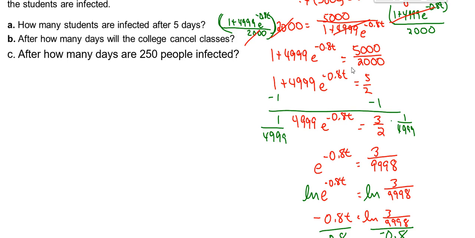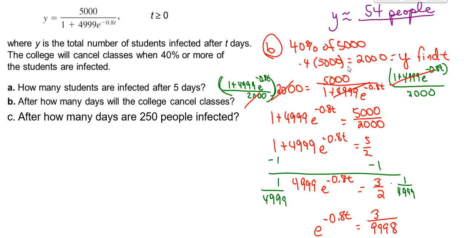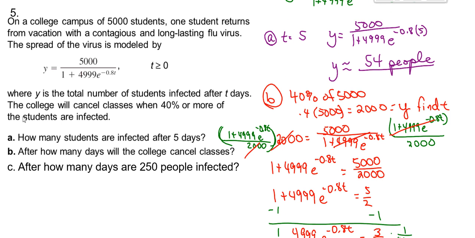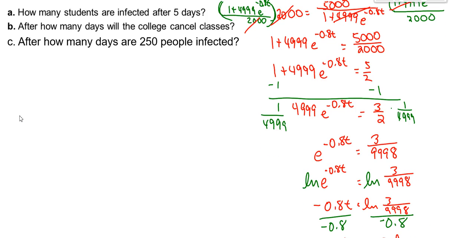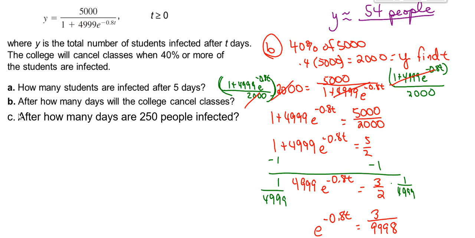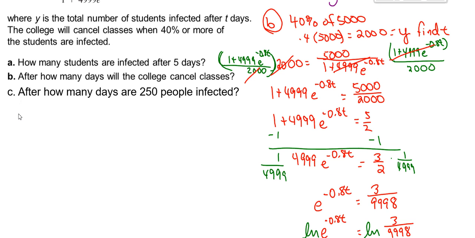And then for letter C, it says after how many days are 250 people infected? And so let's estimate that. I would say if 54 people are infected after 5 days, and it's going to take 10 days to shut down with 2,000 cases, where is that going to leave us? And so that's a lot like B. Go ahead and try and see if you can do this one yourself and see what happens.